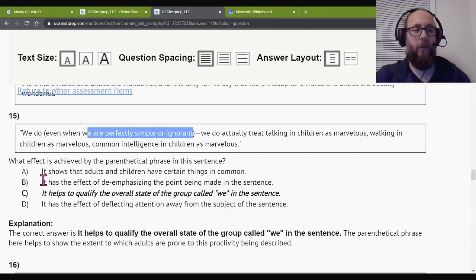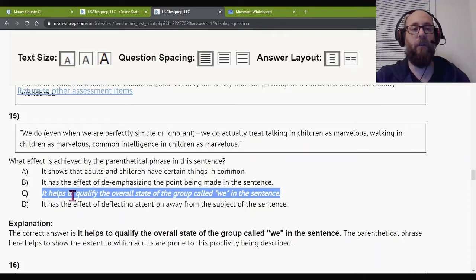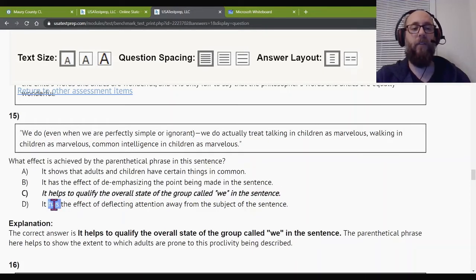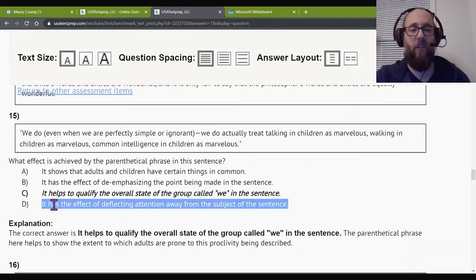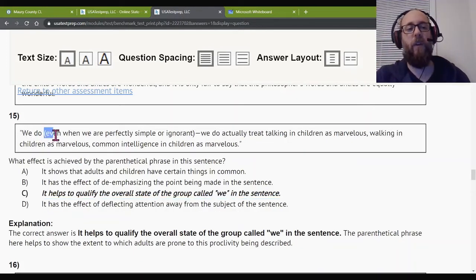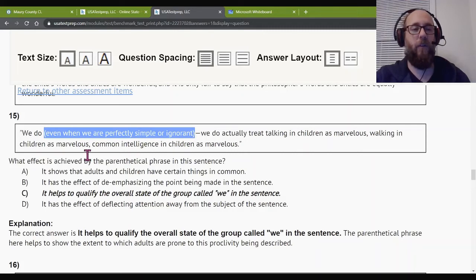Maybe. It helps qualify the overall state of the group called "we" in this sentence. I don't really know what that says, so I can't really cross it off. It might be right. It has the effect of deflecting attention away from the subject of the sentence. Why would you want to deflect attention away from the subject of the sentence? Why would you want to make a sentence harder to read? I don't know. So I could probably cross this one off.